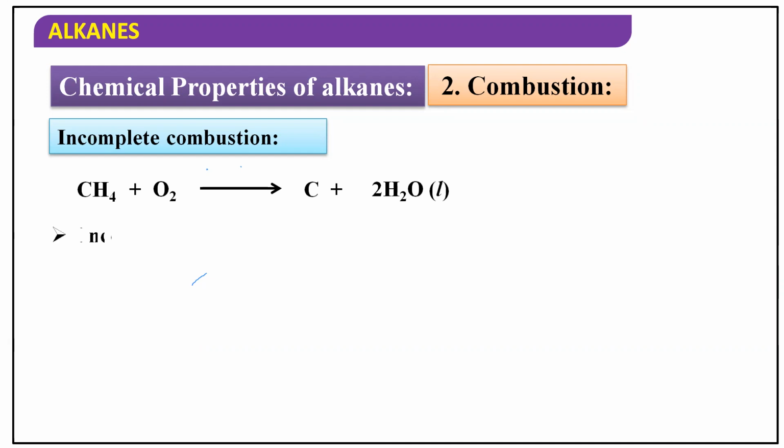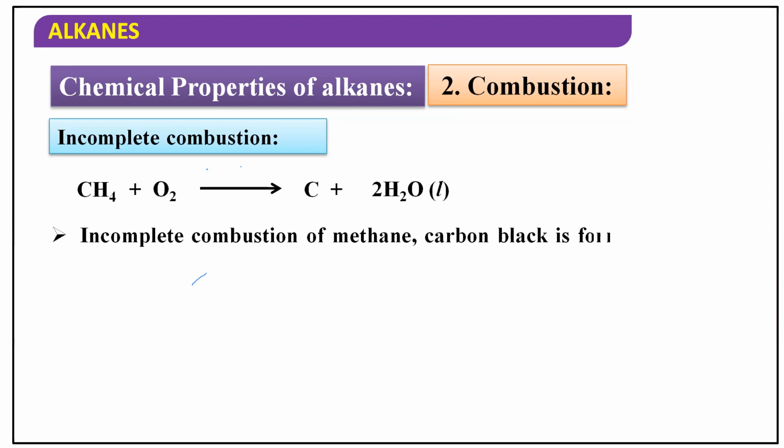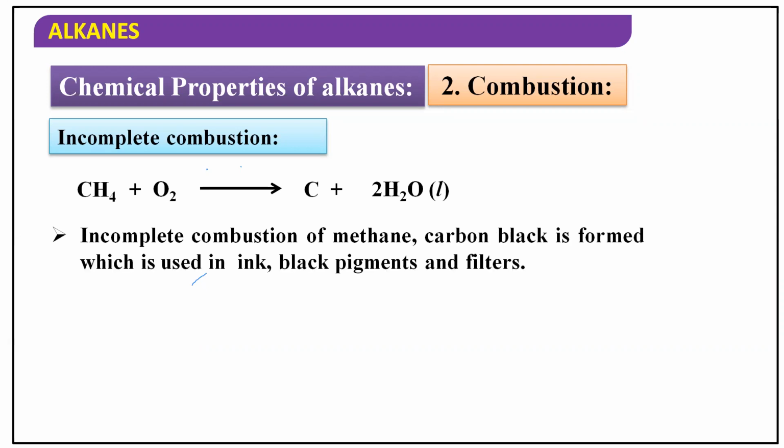Temperature, pressure and catalyst also play a good role here. In incomplete combustion of methane, carbon black is formed, which is used in ink, black pigments and filters. So one is complete combustion, where oxygen is available fully, and of course CO2 and water are formed. If it is incomplete combustion of methane, carbon black will be formed, which can be used in ink, black pigments and filters.